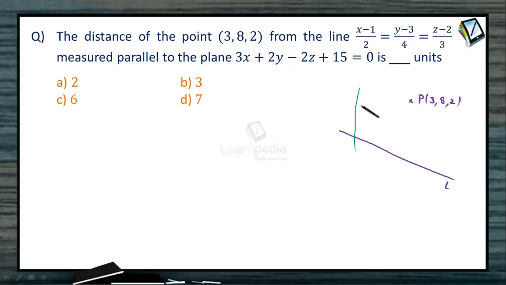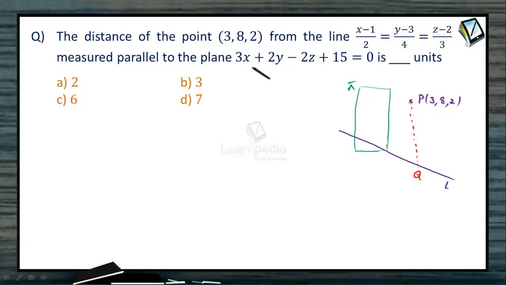That means there is a plane whose equation is π, that is 3x + 2y − 2z + 15 = 0. Now the distance to the line is measured parallel to that plane. Then the point of intersection of the line through P, which is parallel to the plane, with the given line is Q. Then we need to find the distance PQ.